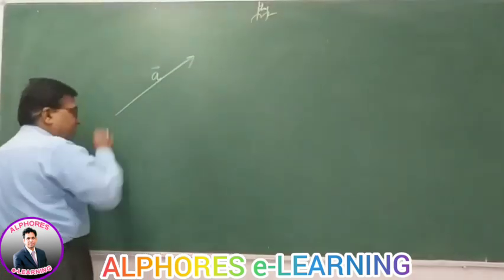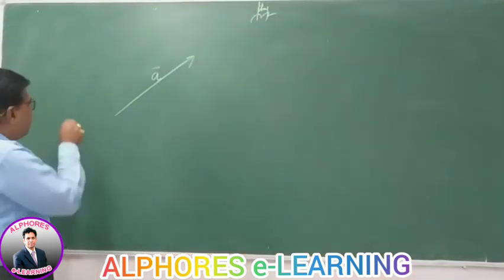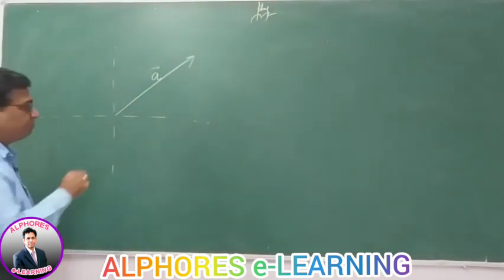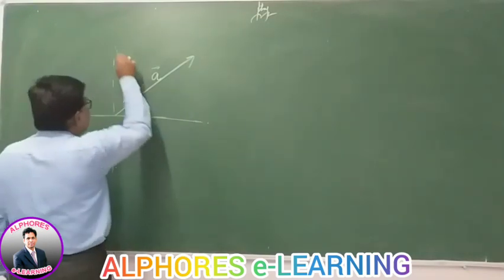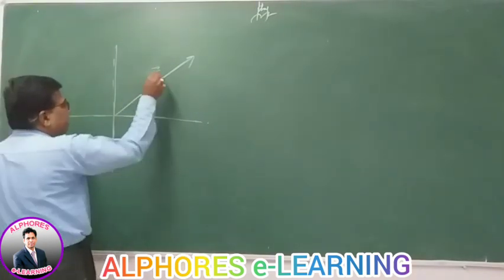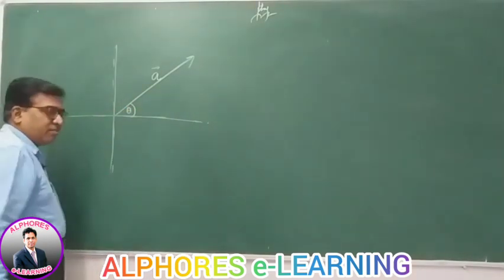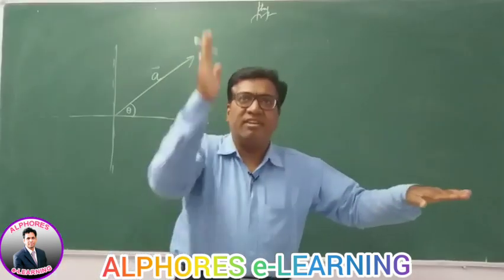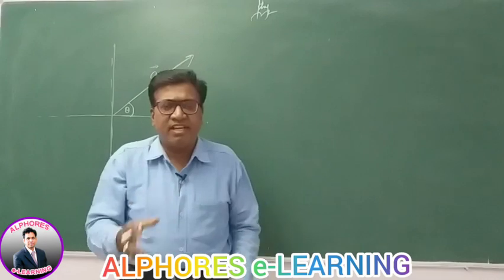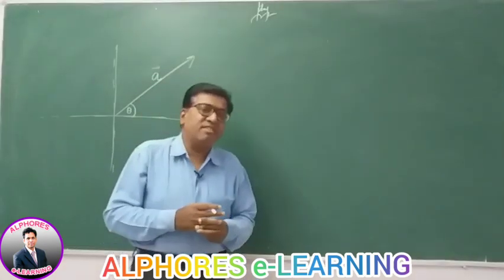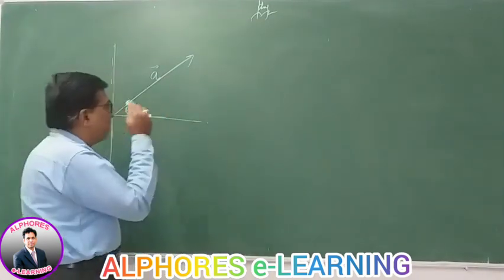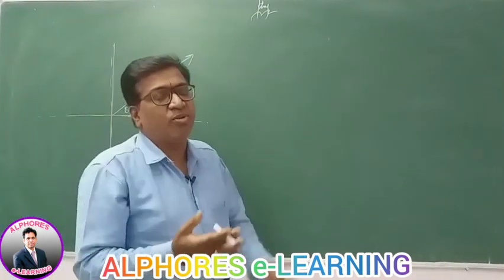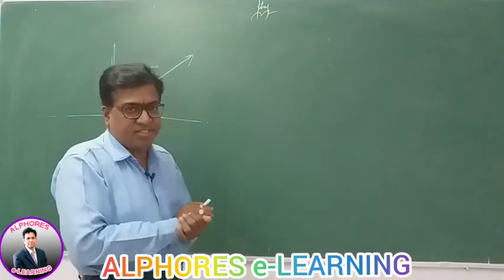For example, consider a vector A bar. Let's suppose this is the x-axis, horizontal direction, and this is the vertical direction. Consider a vector A bar making an angle theta with the horizontal. We know in our environment horizontal and vertical are known directions. If there is a vector in any other direction, A bar making an angle theta, then we can split the vector A bar into horizontal and vertical components.